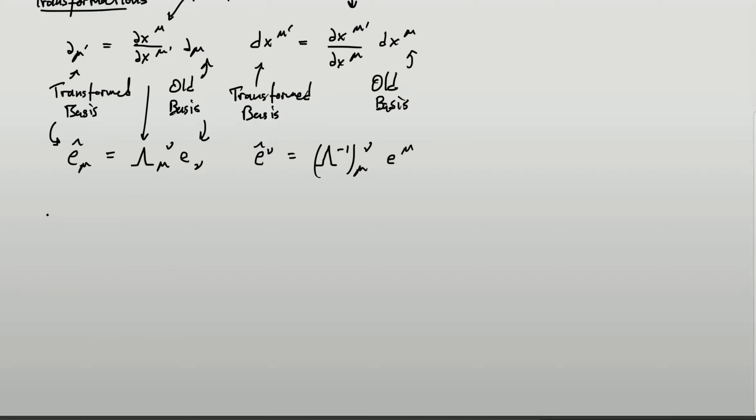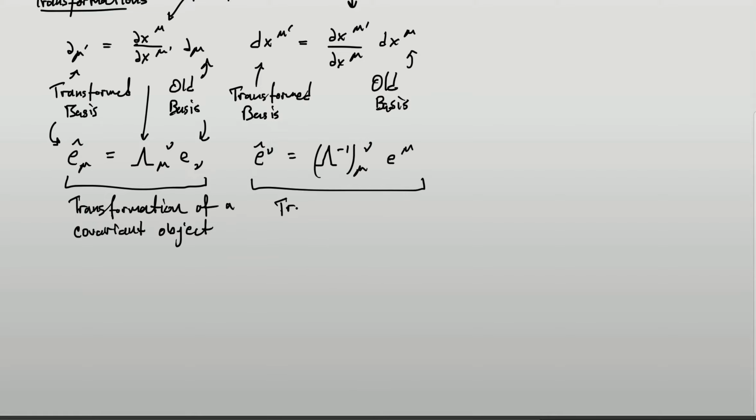What about tensors? This here is the transformation for a covariant object. Here, I'll write this down like this. This here is the transformation of a covariant object, and this is the transformation of a contravariant object.